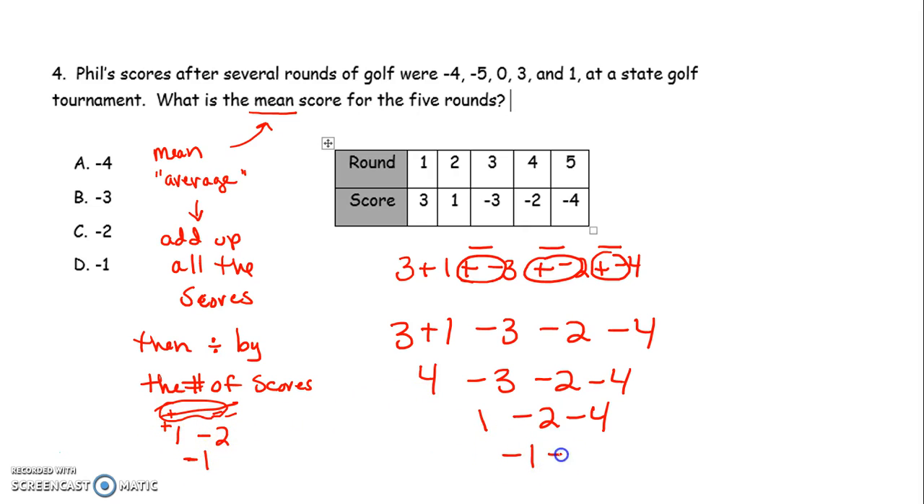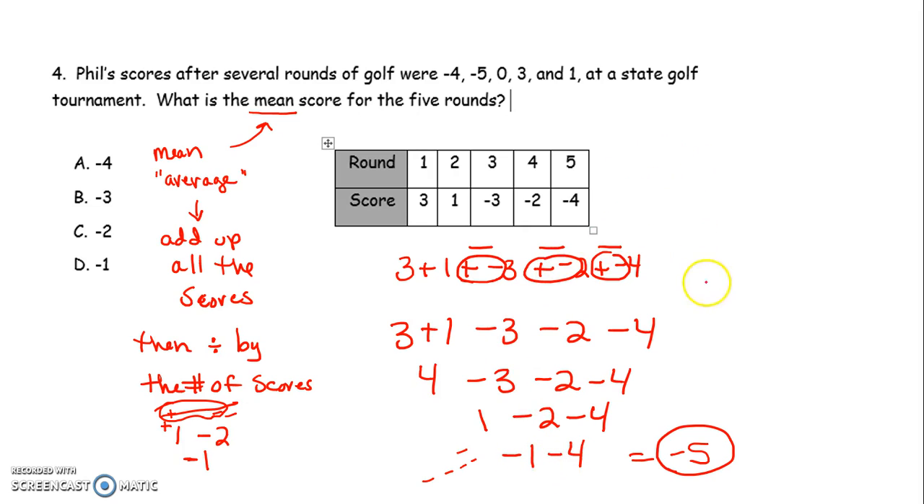So that's -1 minus 4. Now for this last piece of it, I say, okay, are those signs the same or are those signs different? Those signs are the same now. So I have 1 negative here. I have 4 more negatives. What do I have total? Oh, I have 5 negatives total. It's not my final answer, but that's what I get when I add up all of the rounds of golf that he played.